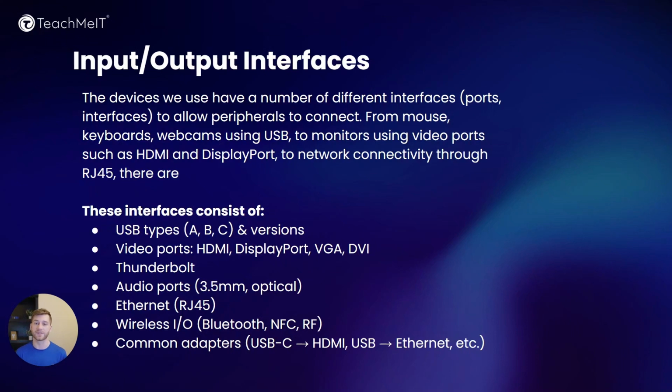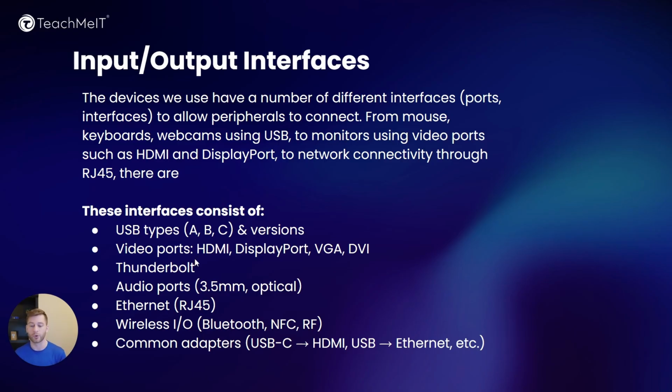All of the peripheral devices or external devices that we use connect through different ways, from mice to keyboards to webcams to monitors. There's a bunch of different connections, different ports, and different interfaces. These types of interfaces consist of these. First, we have the USB types, A, B, and C, and multiple versions from 2.0 to 3.0 to 3.1 to 3.2, all the way to USB 4.0.